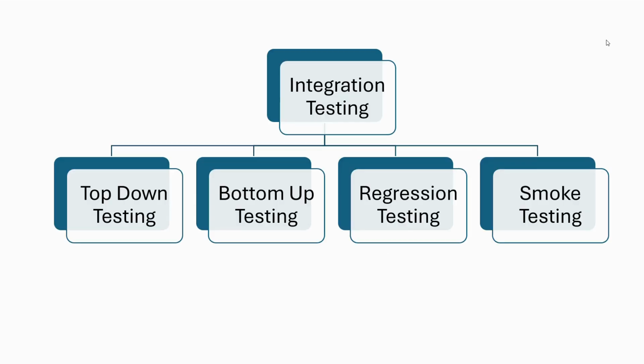Next is integration testing. It is divided into four different types of testing. First is top-down testing, bottom-up testing, integration testing, and lastly smoke testing. Integration testing means once all the modules are tested, they are combined and tested together, which I already discussed. This level focuses on checking the data flow and communication between different modules. For instance, testing if the login module connects properly with the user dashboard or database.